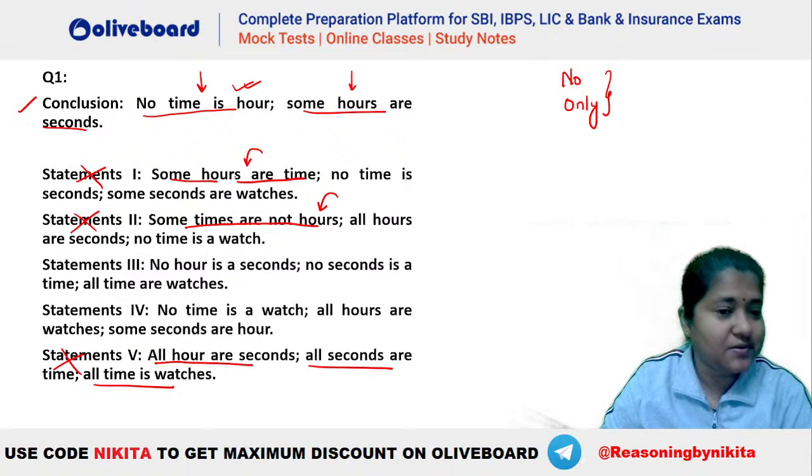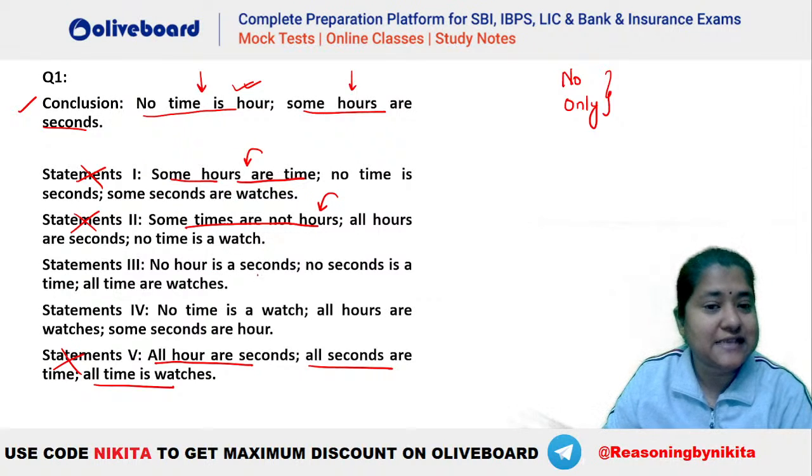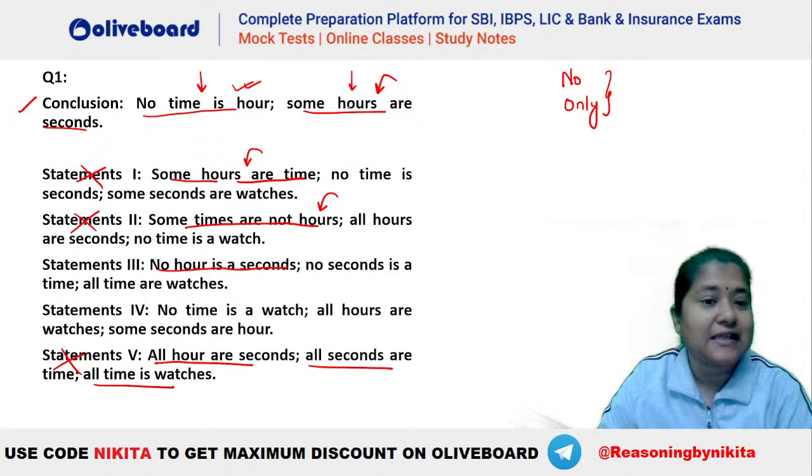Now comes statement number 3. No R is a second. Now, if you have no R is a second, you can see it is going to contradict the second conclusion. That is, some R's are second, isn't it? So, you can see statement 3 is also going to contradict here. So, that means this is also not the right answer. So, that means this has to be the answer.